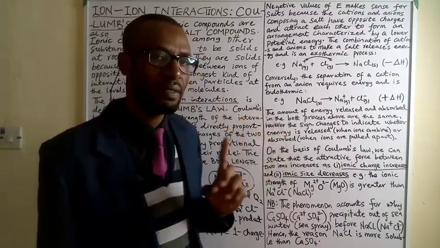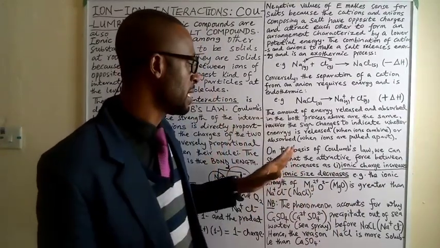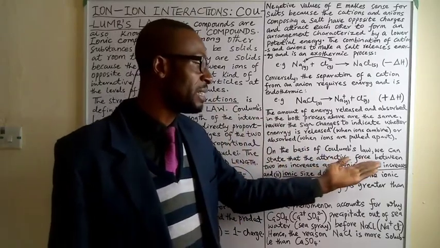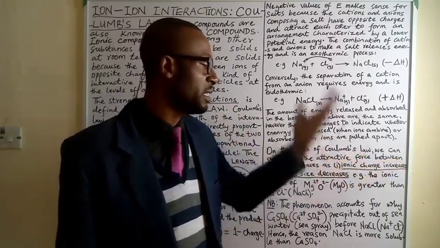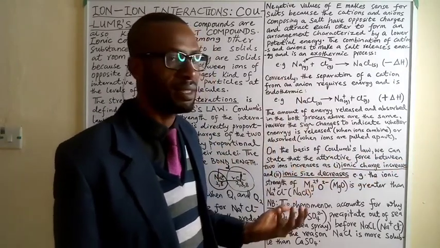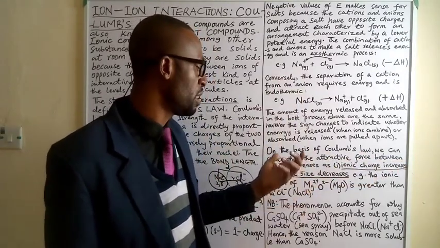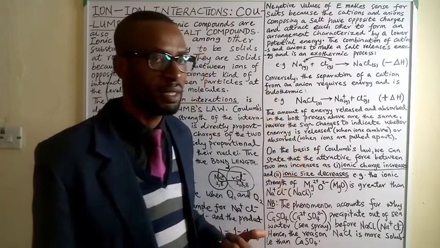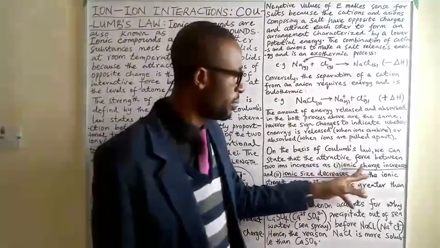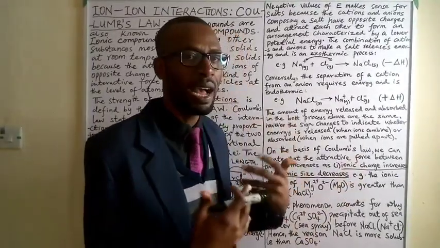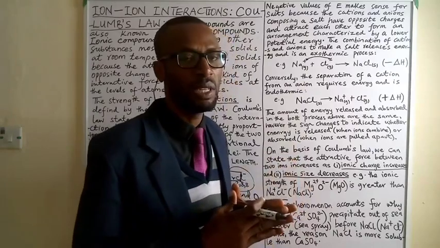So the first issue here is that the attractive force between two ions increases as the magnitude of the charges or ionic charge increases, and number two, as ionic size decreases. Okay, the attractive force between ions increases, of course, as the ionic size decreases. So again, I'm going to lay emphasis on the first one in this video. In the next video, I'm going to show you how it works for ionic size.